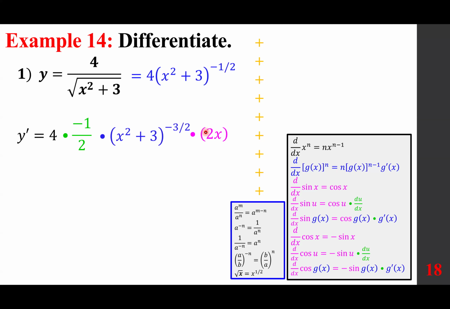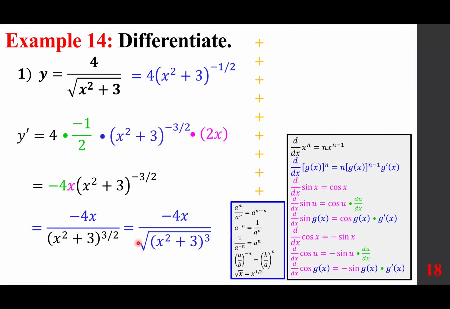So to finalize that, we are going to multiply these two. We get negative 2 times this one, we get negative 4x. And this one has the negative exponent. Remember, again, with the negative exponent, we're going to take it down, make it positive 3/2. And we want to put it back in the same format. Remember, to the power of 1/2, that means square root. So you can say this is -4x over the square root of (x^2 + 3) to the power of 3. Or you can put this exponent outside the radical sign, makes no difference.